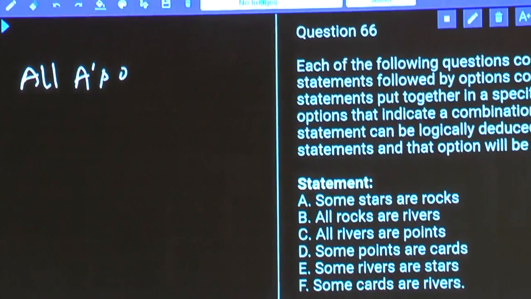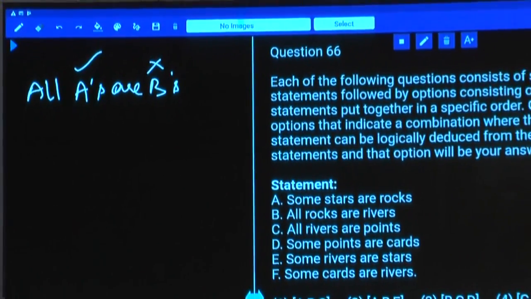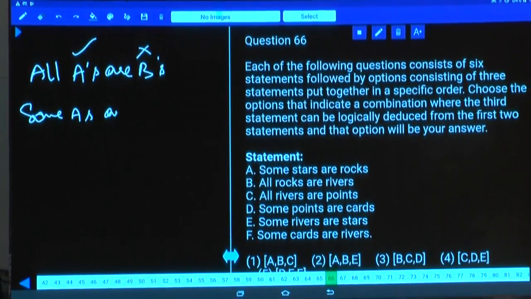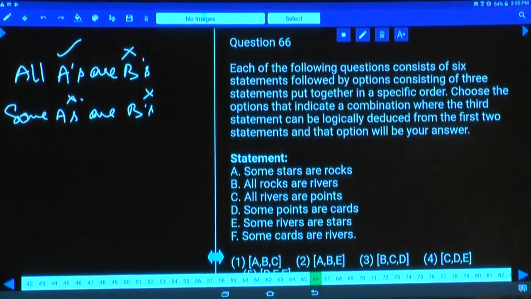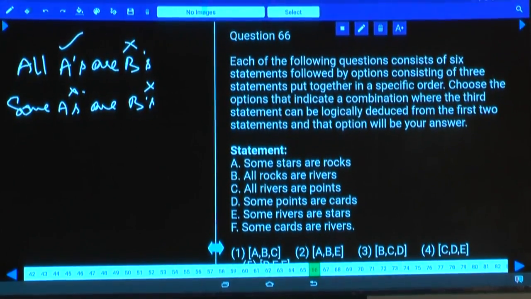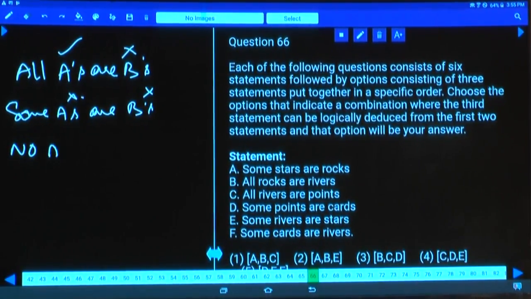Just remember this. For any statement like all A's are B's, A is tick, B is cross. And for statements like some A's are B's, both B as well as A are cross. Tick means definitely concluded, and cross means we are not 100% sure about this one, we cannot conclude. And next one, no A is B.